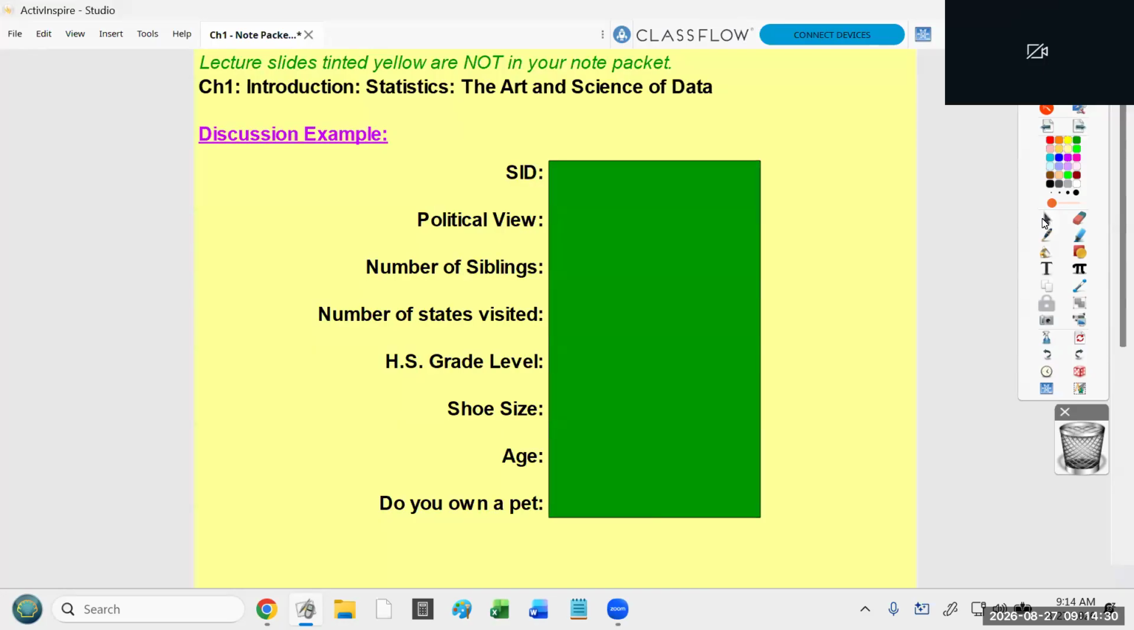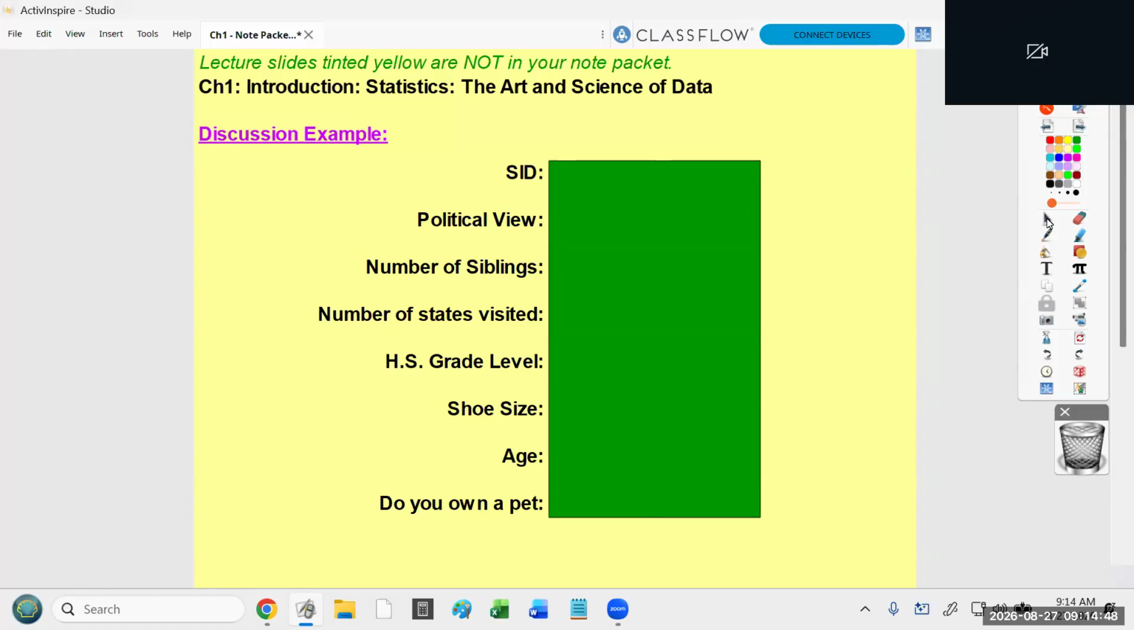Okay, so let me give you an example. One thing I'd like to point out, notice that this page is tinted yellow. That is my way of signaling to you, you're not going to find this in your packet. So you can just stay right here at this page. There's no reason for you to try to find this. You're not going to find it. So tinted screen, not in your packet.